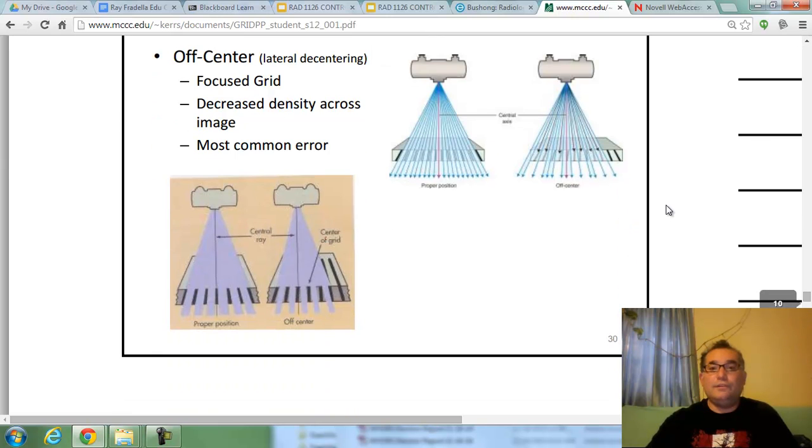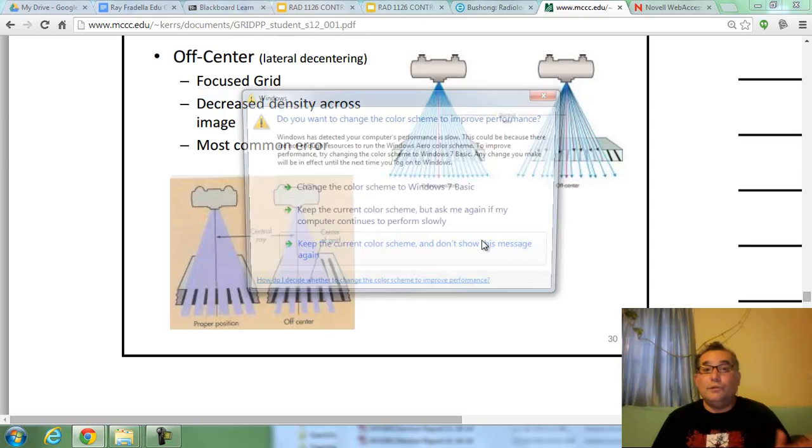How about off center? Now, when you are using what's known as a focused grid, a focused linear grid, you can see that our lines here, like these two, are not parallel. A focus grid is designed to be used within a certain focal distance, so that the lines and those spaces between the lines match up with the divergence of the beam. If we are off center, in other words, our central ray here is now a little bit to the left compared to the proper position over here, that is going to create a situation where the divergence of the beam no longer matches up with the slightly different focused lines and spaces. This happens all the time and is very easy to happen when using what's known as a stationary grid.